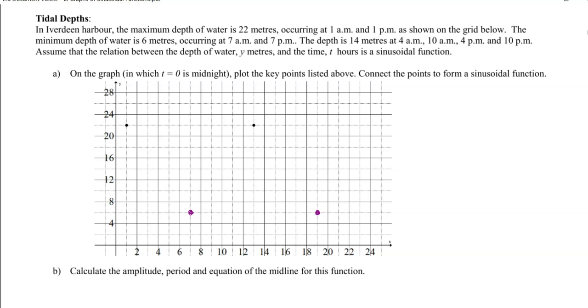The depth is 14 meters at 4 a.m. So there's 4 a.m. and there's 14. At 10 a.m., there's 10 a.m., 14. 4 p.m. is what time? 16. And 10 p.m. is what time? 2200.